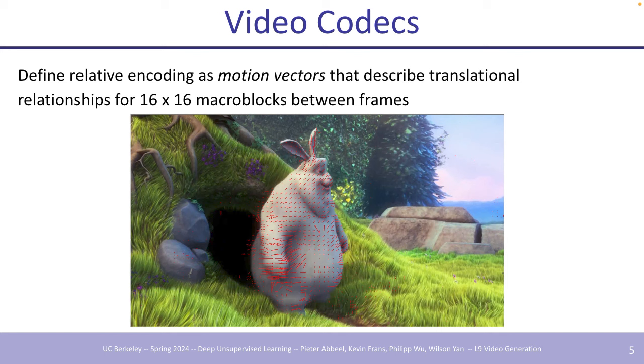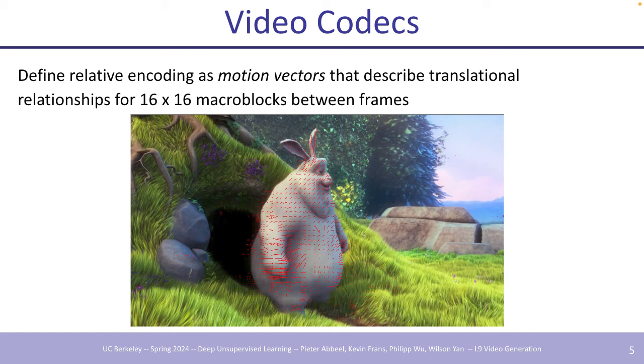And the way these are generally done is the relative encoding. They use motion estimation, so they store motion vectors of 16 by 16 blocks in your videos. This is a frame from a certain video, and the red arrows that you can see are the motion vectors that are computed, which you can infer without even seeing the video, you can guess where the motion in the video is happening.